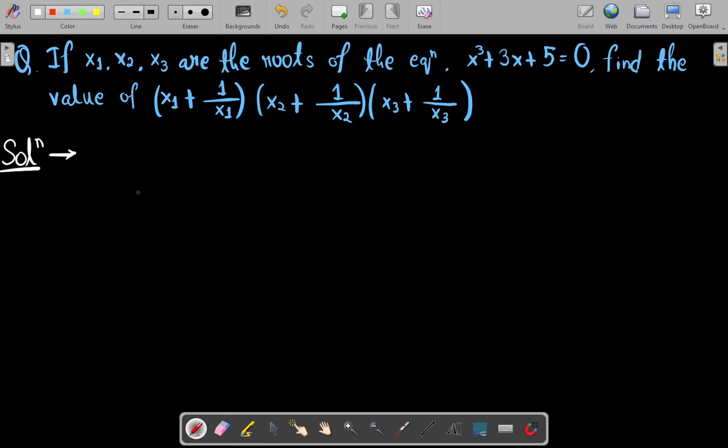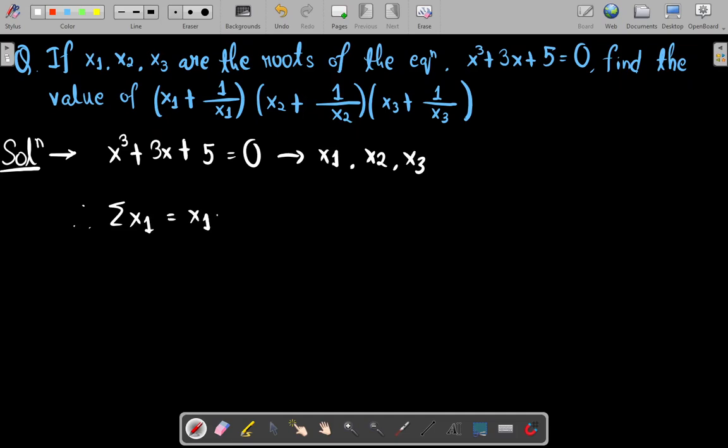We are given a cubic equation x cubed plus 3x plus 5 equal to 0, and this has the roots x1, x2 and x3. So the sum of the roots, summation x1, which is nothing but x1 plus x2 plus x3, is the negative of the coefficient of x square, which is 0 in this case, upon the coefficient of x cube, which is 1. So this is equal to 0.